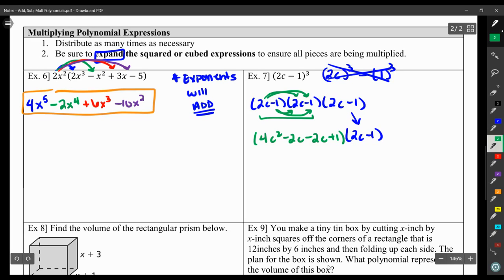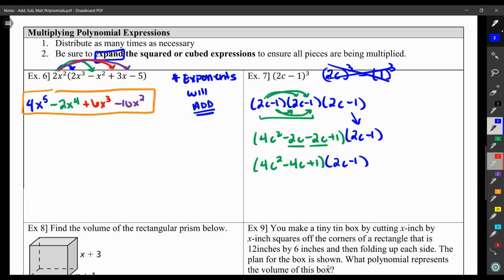Before we do another round of multiplication, let's add up what we can. So I can combine the two middle negative 2c's to make negative 4c. And this will make our multiplications a little bit simpler. And now we multiply again. So I'm going to go backwards. I'm going to do 2c times 4c squared.